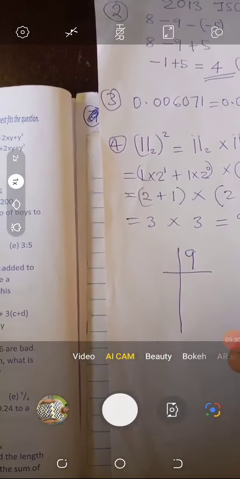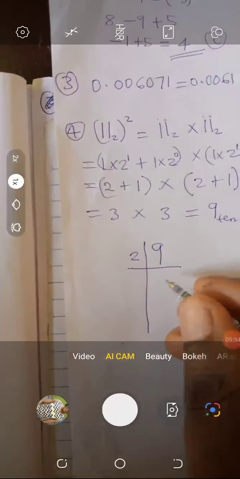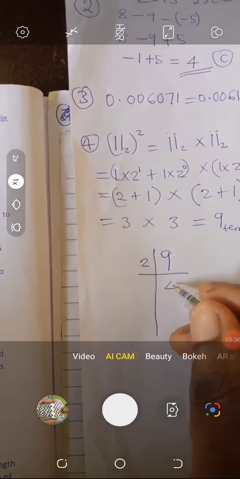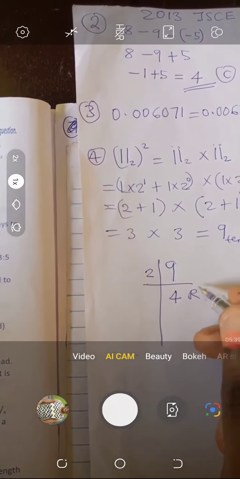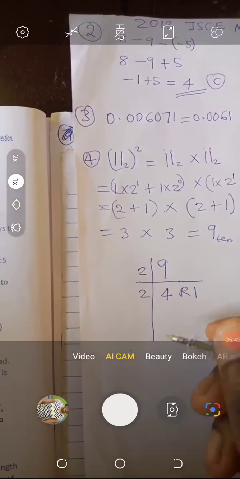So I'm converting base 10 back to base 2. So I use 2 will go into 9. That is 9 divided by 2, you have 4. There will be a remainder of 1. Then you can use 2 again. 2 will go into this. You will divide until it could no more divide.